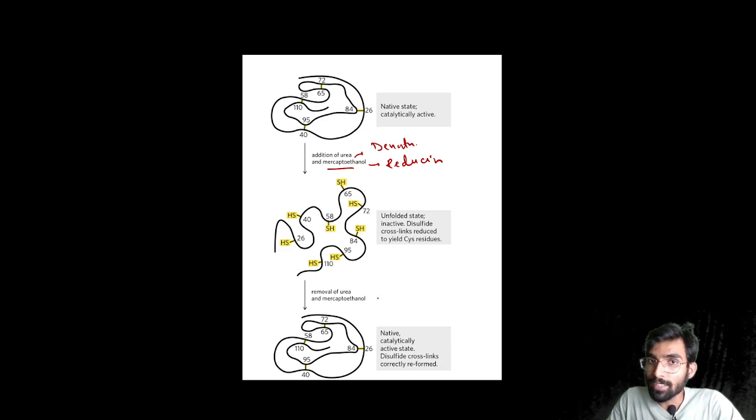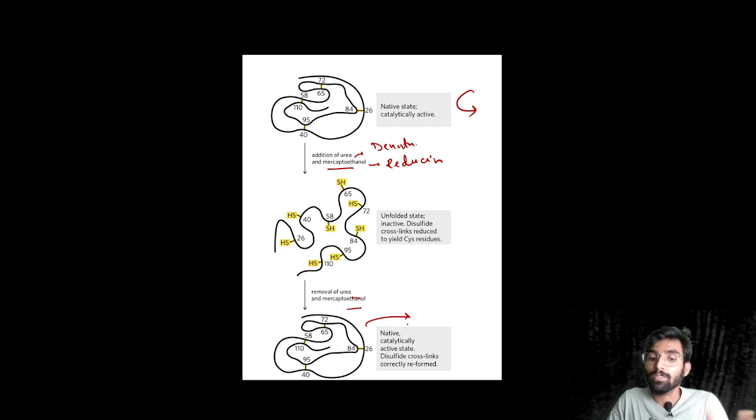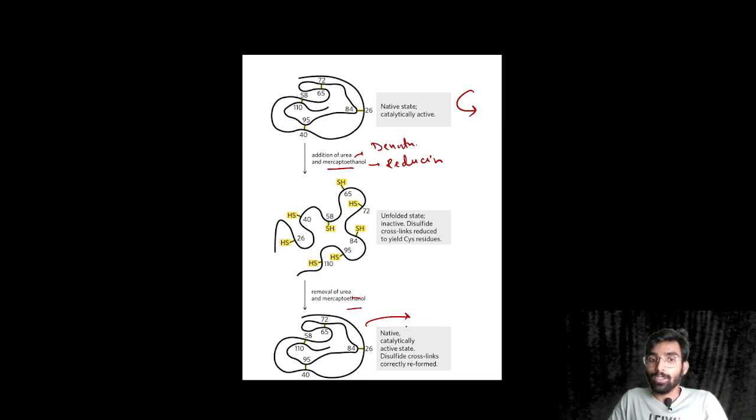How can you visualize it? Suppose in the native state it is active. So when the urea and beta mercaptoethanol were removed, the protein is again active. You can give the substrate and you can see the conversion to product. So that indicates what?